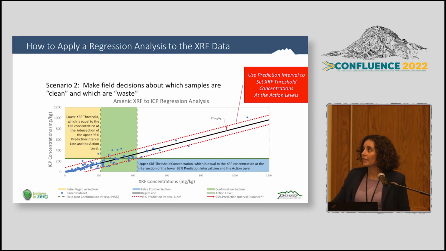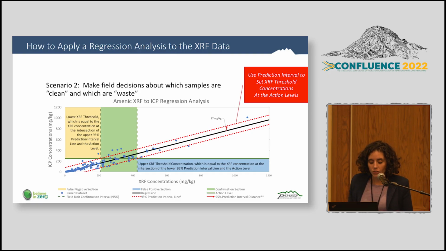In this instance, your XRF is showing that the sample is clean. But if you sent it off to the lab, it would actually be waste. And so in this instance, you could potentially under-remediate a site. You could be taking soil samples from a particular area, and you would miss a spot.